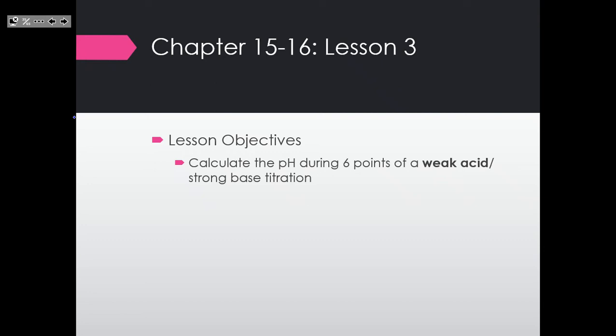Howdy, students. This is Chapter 15, Lesson 3, and this is going to cover a weak acid, strong base titration. What we're going to do is plot 6 points along the addition of a strong base to a weak acid. So I would have a calculator handy, possibly a highlighter as well, as we plot these points.